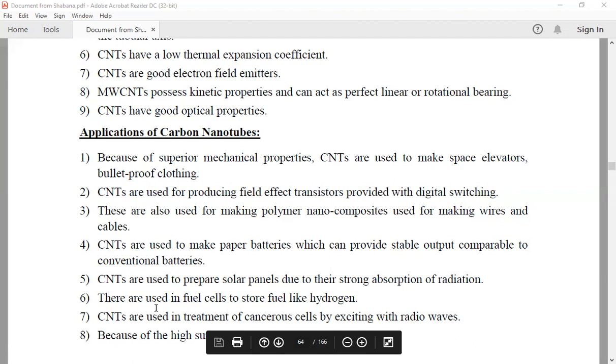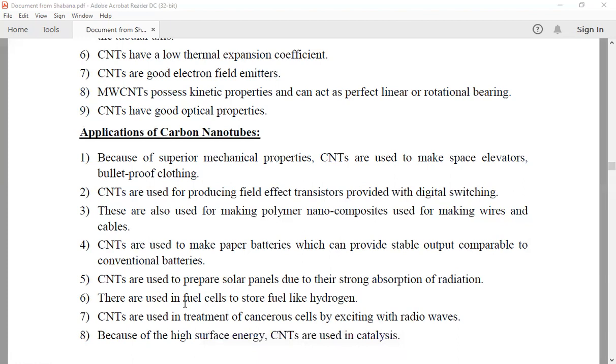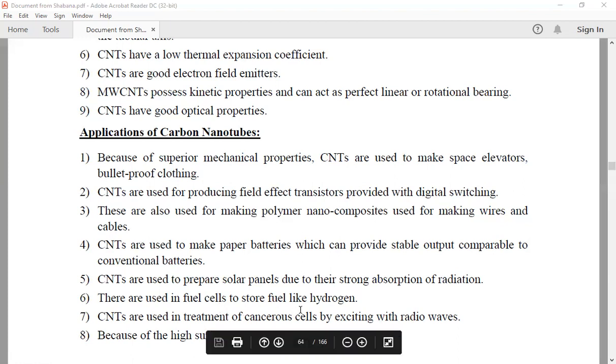And they are used to store hydrogen as a source of fuel. That means whatever hydrogen is generated in that process, the carbon nanotube is used as a fuel cell to store the fuel gas like hydrogen.